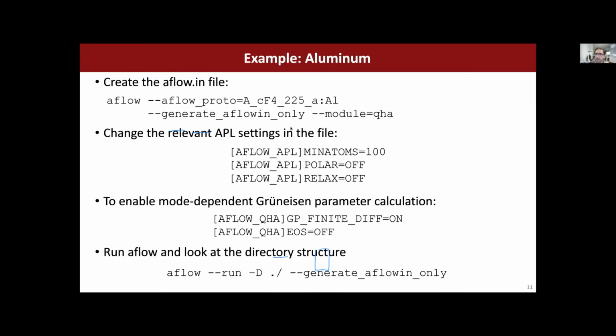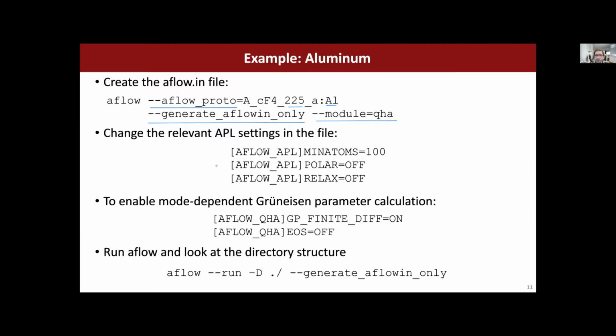Now I want to give you an example of how you do a QHA calculation using the AFLOW-QHA module. You can start by using an AFLOW prototype to generate your structure. Here is an example for aluminum in FCC structure. You can specify the QHA mode, and AFLOW will uncomment the corresponding block automatically for you. In our case, since we don't have access to VASP, you need to use generate AFLOW only to generate files.